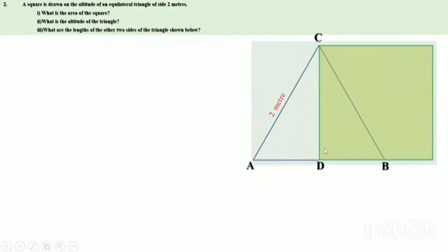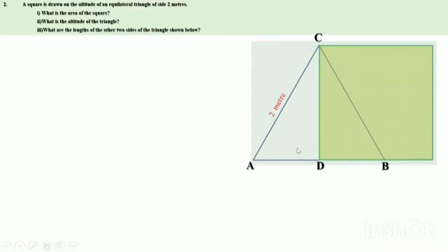This is a square, therefore, angle D is 90 degrees. That means CD is perpendicular to AB. Therefore, CD bisects AB and CD bisects the angle at C. It's an equilateral triangle, therefore, all the three angles are 60 degrees. So, angle A is 60, angle B is 60, angle C is 60. Therefore, this angle ACD is 30 degrees.